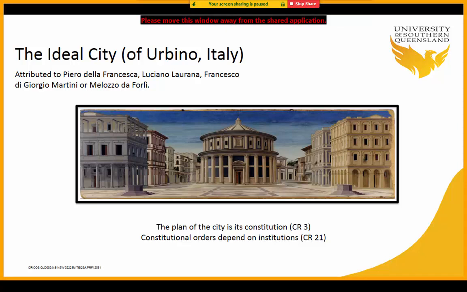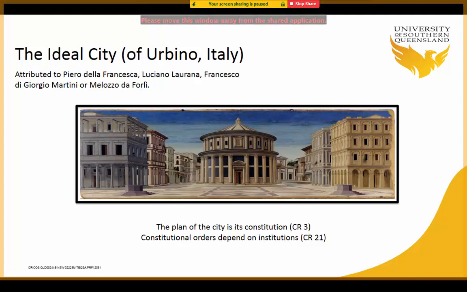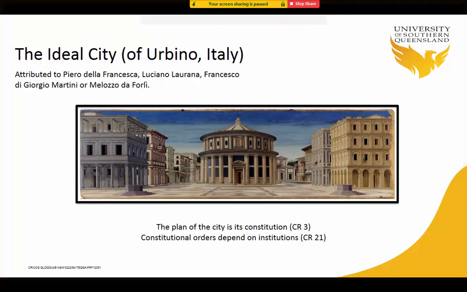So it says constitutional orders depend on institutions. Yeah. So we have the institutions there. What's missing? Chris? Yeah. So Chris picks up on the idea that there are no people. So he says there are no people. Okay? What do you think, Julia?